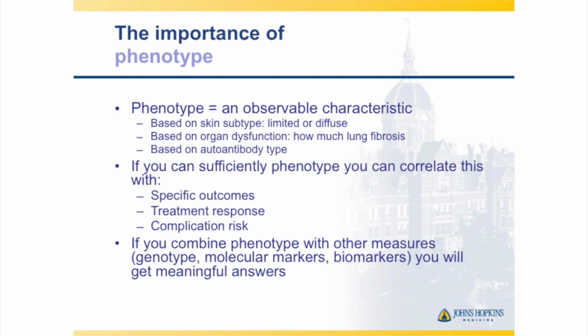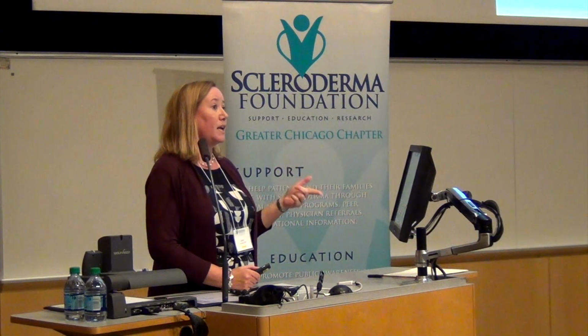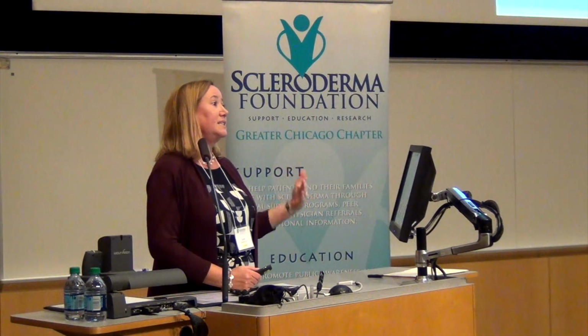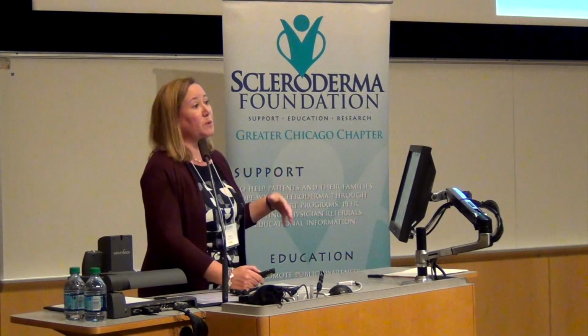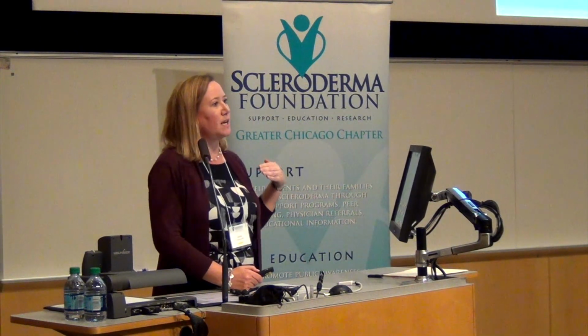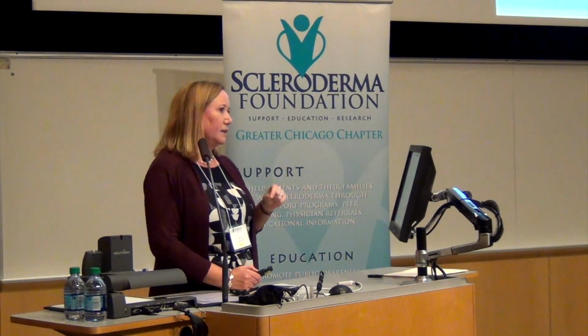Because truthfully, right now, these are probably some of the best markers we have of what's going to happen to somebody's scleroderma: what the skin looks like when somebody presents, what antibody you make, what the CT scan at baseline looks like. These are some of the best markers we have right now for understanding what might happen going forward. So if you can do that really well, that is helpful. It's probably not sufficient, and that's why we're looking at other markers to help us along.